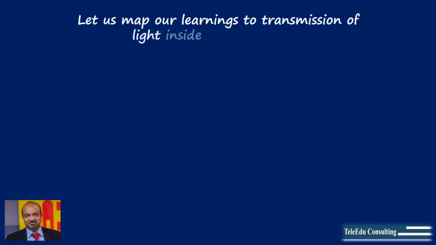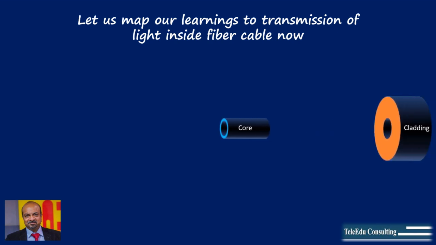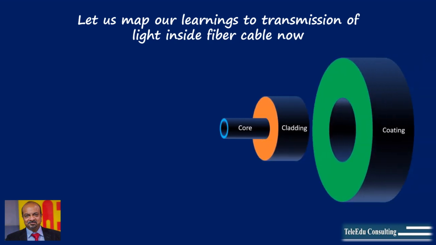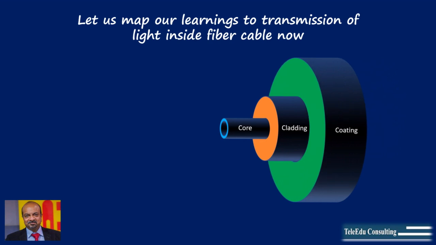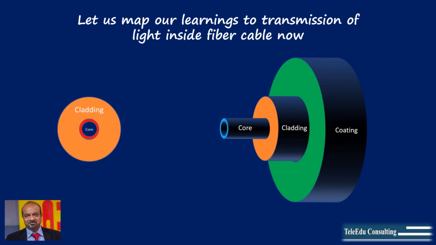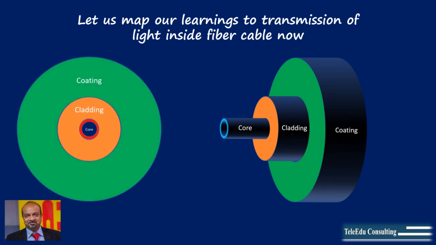Let us map our learnings to fiber cable. What keeps the light to stay inside the core of the fiber without leaking outside? Well, let us see what makes the fiber cable first. Fiber cable consists of three concentric basic parts, namely core, cladding, and outer protective coating. Core, which is made of silica glass, is the part where the light signal travels. The core is surrounded by another silica glass tube called cladding. The cladding is covered with protective coating which prevents it from easy breaks and allows flexibility of bending of the fiber cable.